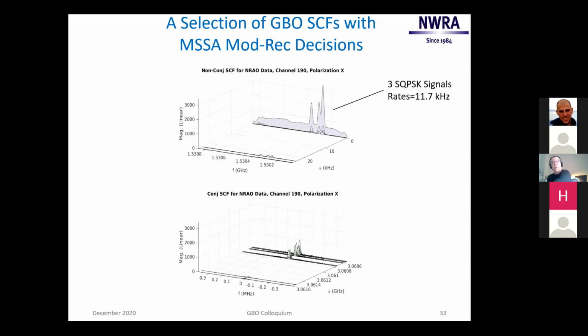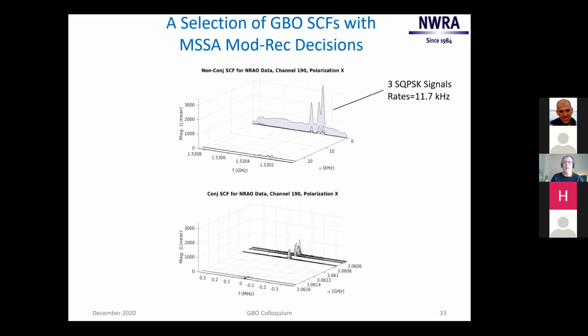So here's some sequence of results. So remember, what we're trying to do here is blindly determine the types of interference that we're seeing in the data, estimate their parameters, and so maybe we can point a finger.